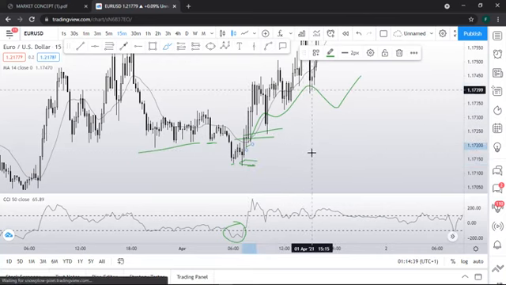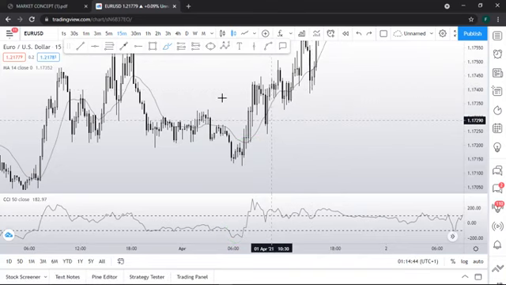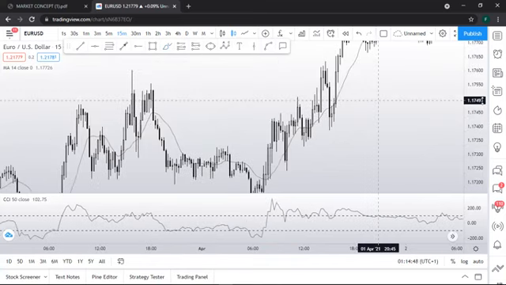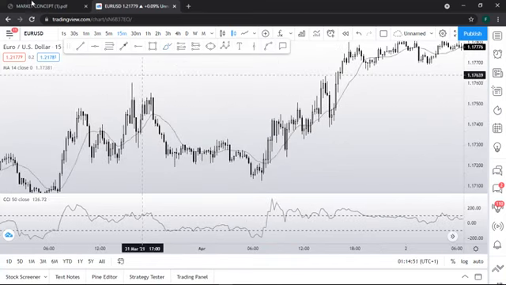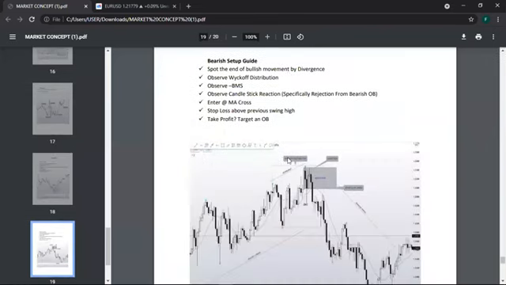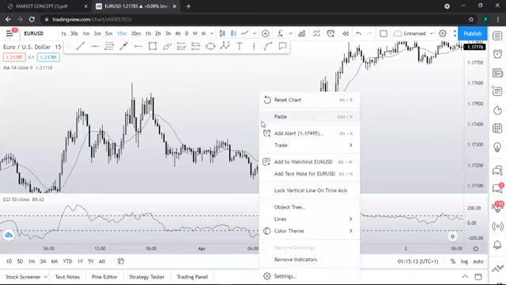If you follow this concept and you follow this guide vividly, you're going to have a lot more win rate than loss rate because this is a typical setup. So that is it for the bullish move. Now the bearish move, like I said, same thing: spot the end of a bullish movement by divergence, observe wyckoff distribution, observe bearish break of market structure, candlestick reaction, MA cross, and the opposite of all that.